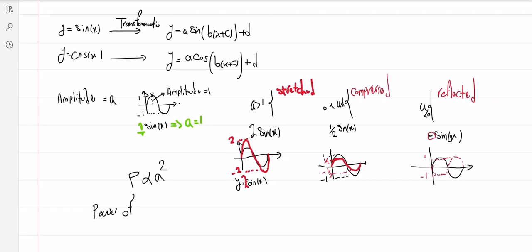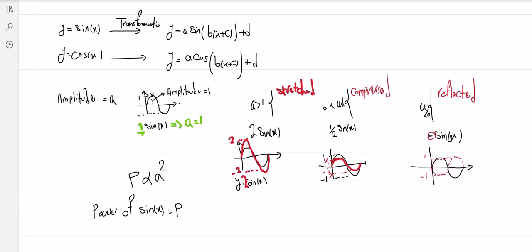So let's say that the power of sine x is equal to p. Now we're going to decide how it affects the power of sine when we change the amplitude of the function. As you guys see in here, there is a coefficient of 2 behind sine. So that means the amplitude has been doubled. If the amplitude is doubled, the power is going to be increased by a factor of 4.